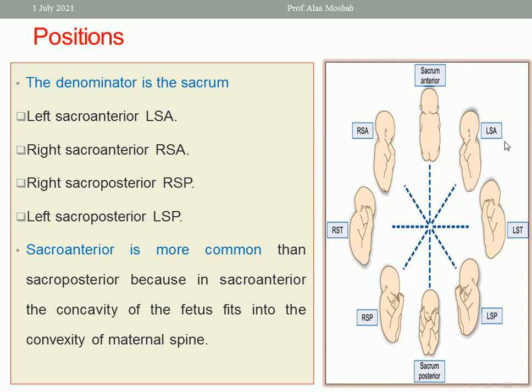Sacroanterior is the commonest. Why is sacroanterior the commonest? Because the concavity of the fetus fits into the convexity of the maternal spine. That's why it is commoner. Sacroanterior.